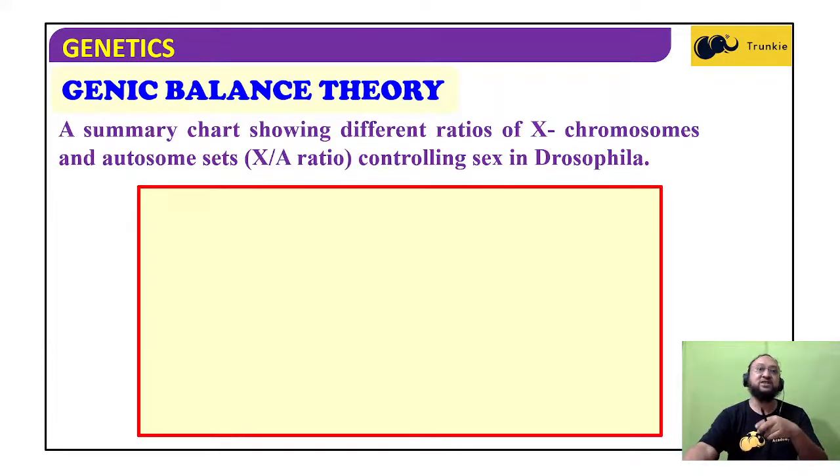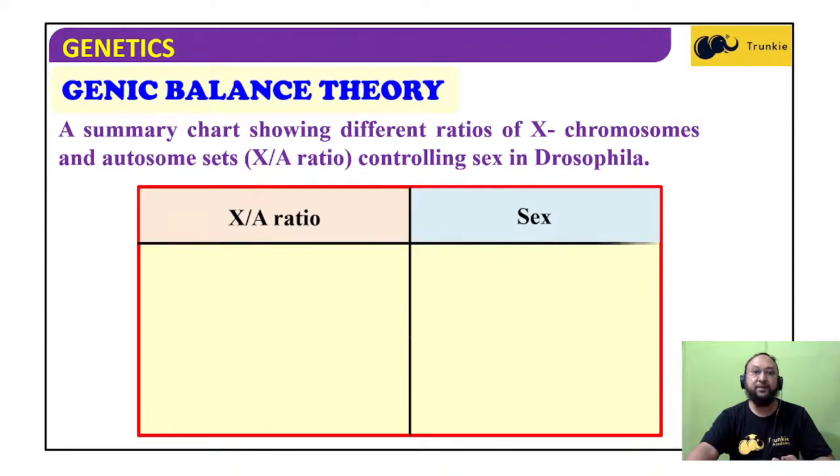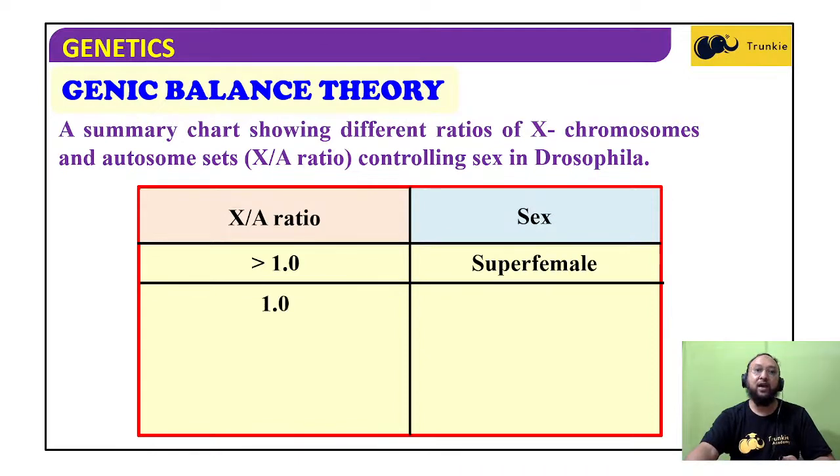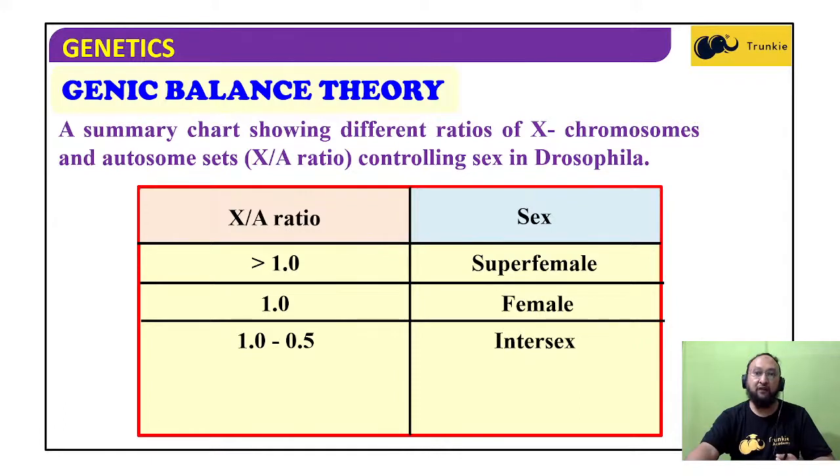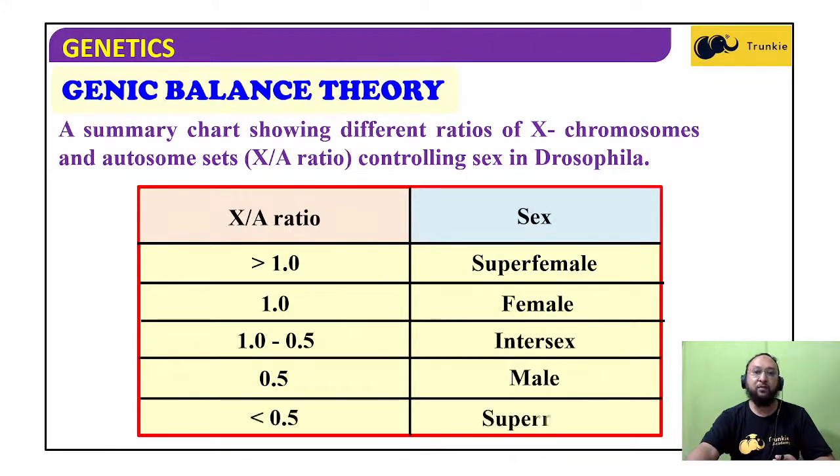Okay, so this is actually the genetic balance theory. He formulated one summary chart showing different ratios of X chromosomes and sets of autosomes controlling sex in Drosophila. There's the X by A ratio. If it is more than 1.0, then it will be a super female, and if it is equal to 1.0, then it will be female. If it is between 1 and 0.5, then it will be intersex, and if it is 0.5, then it will be male, and if it is less than 0.5, then it will be a super male.